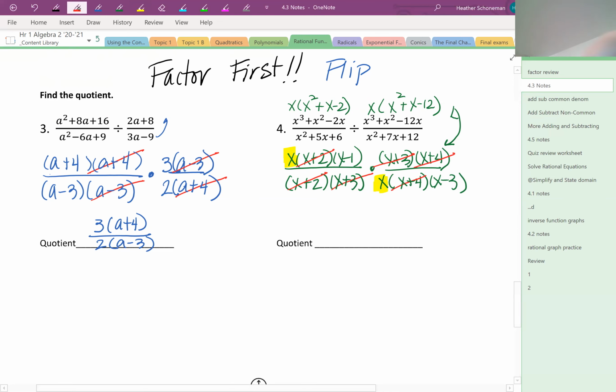But groups can also be reduced. If there's one x on the bottom and one on the top, those are going to cancel out. So on the top, I'm just left with x minus 1. And on the bottom, I have x minus 3. And we're done.